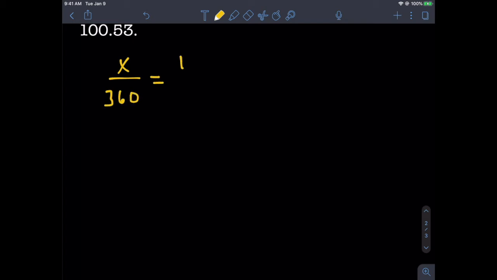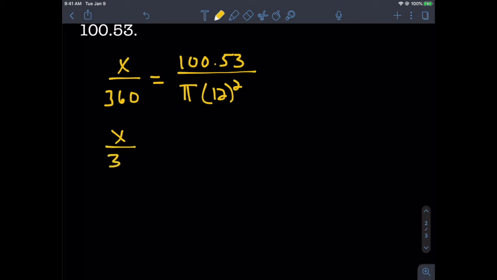We also have a radius of 12. Let's go plug those things in. We don't know what the angle is, so we're going to call it x. That goes over 360, set equal to the area of the sector, which was given to us as 153 hundredths, divided by, now we plug in our radius, pi times 12 squared. We'll do our arithmetic in the bottom of that right-hand fraction. This gives us the next step of x over 360 equals 153 hundredths over 144 pi.